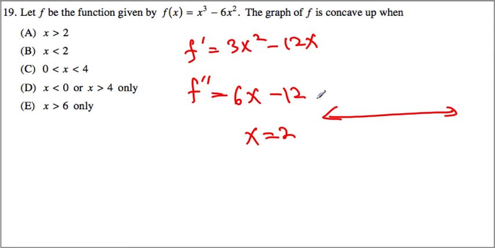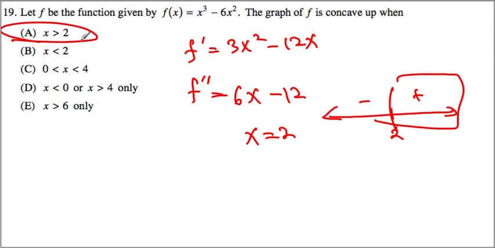Then here, this is concavity. When x equals 2, if I plug in positive values greater than 2, for example 10, then we end up getting this is positive. Here will be negative. So concave up means we are looking at the section where x values are greater than 2, which is choice A.